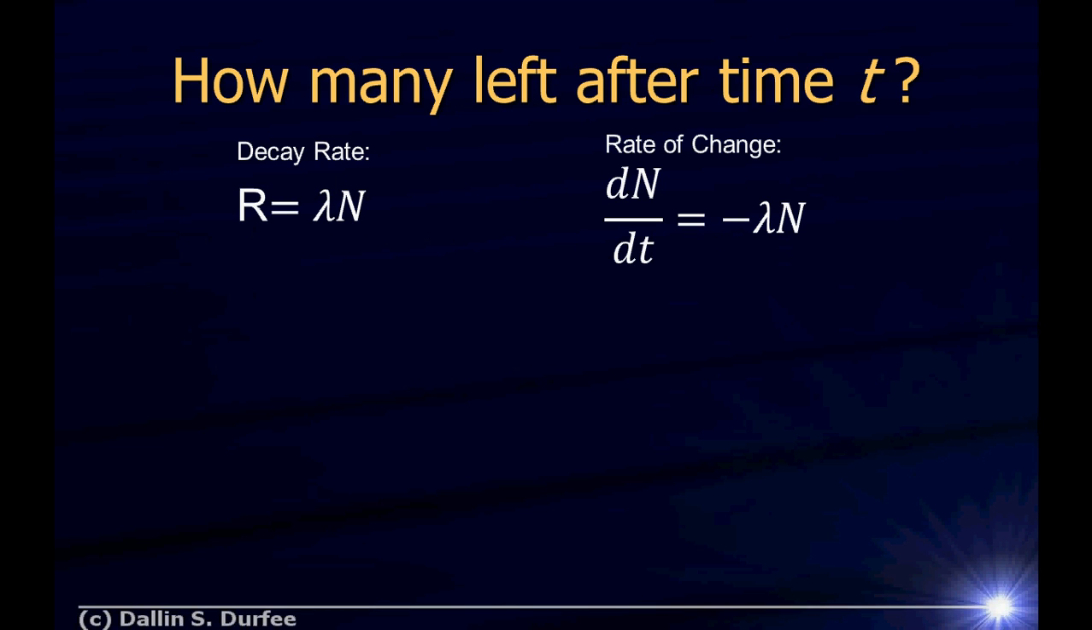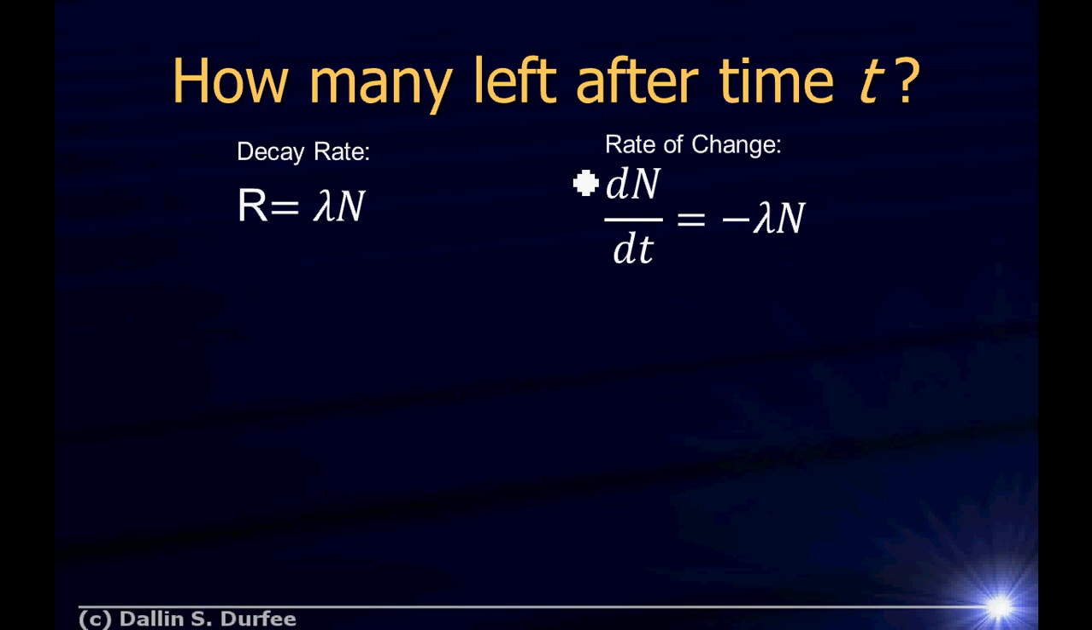Well, I know how fast the nuclei decay, but that decay rate depends on how many there are. So as my nuclei decay, the rate will go down. All right? And we had this equation right here, right? The decay rate is negative dN/dt, which is lambda N. So the change in N with respect to time is just negative lambda N. This is the equation that will tell us how N changes with time.